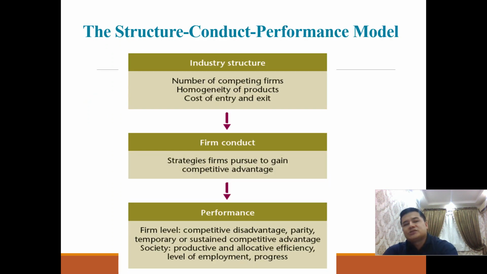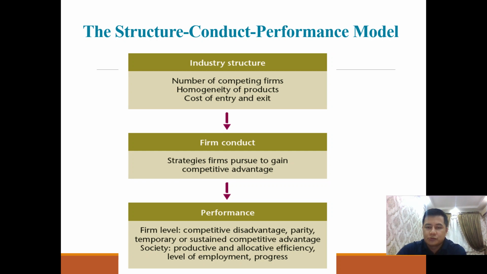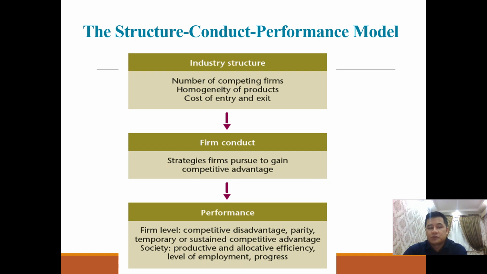So here you can see the structure-conduct-performance model. Industry structure includes the number of competing firms, homogeneity of products, and cost of entry and exit. Firm conduct covers the strategies firms pursue to gain competitive advantage. Performance at the firm level is competitive disadvantage, parity, or temporary or sustained competitive advantage. For society, it is productive and allocative efficiency, level of employment, and progress.